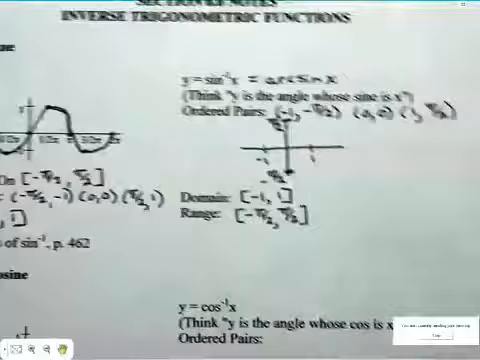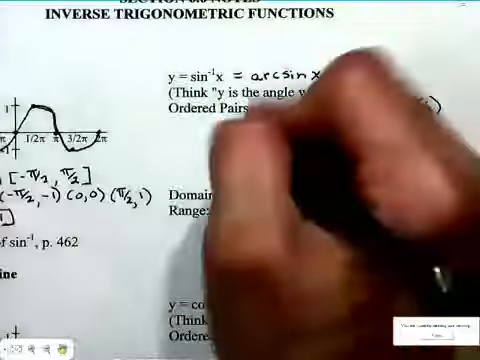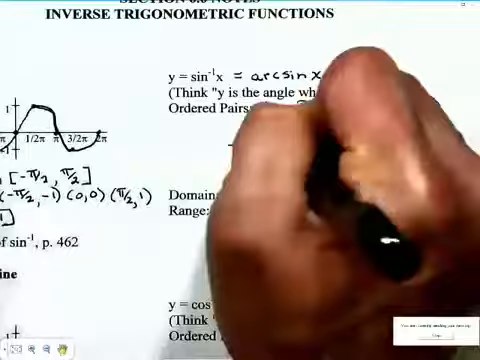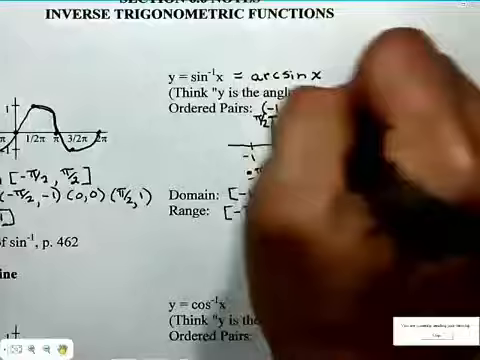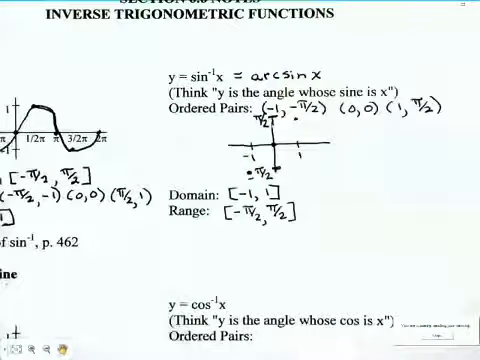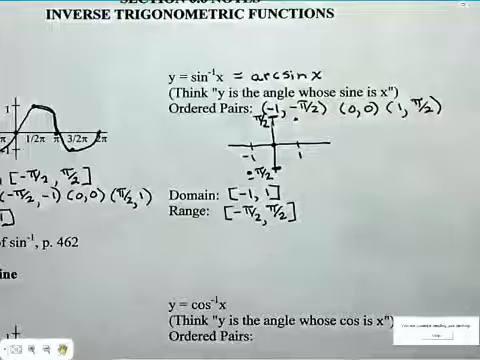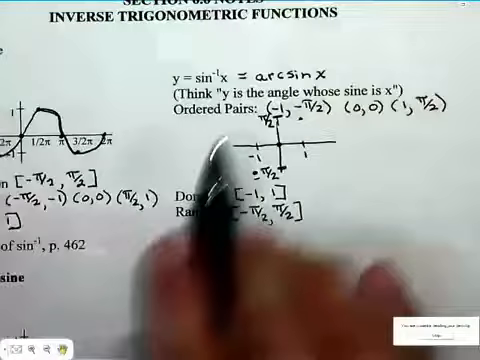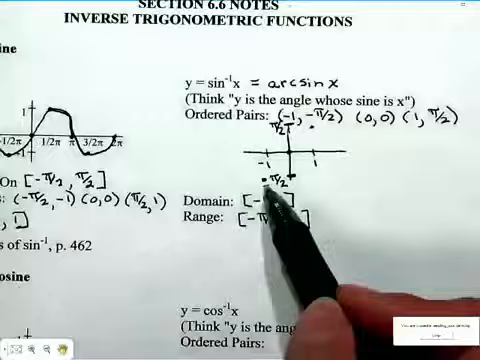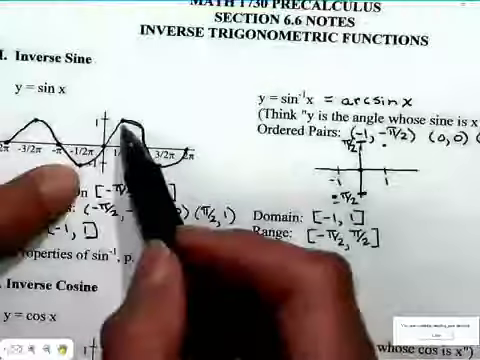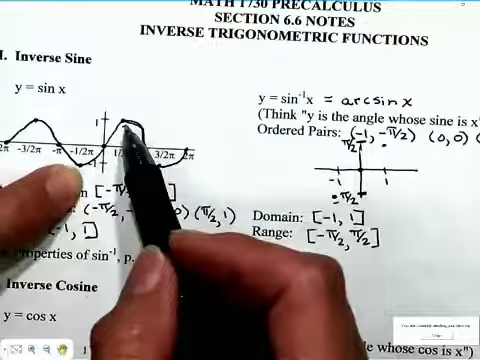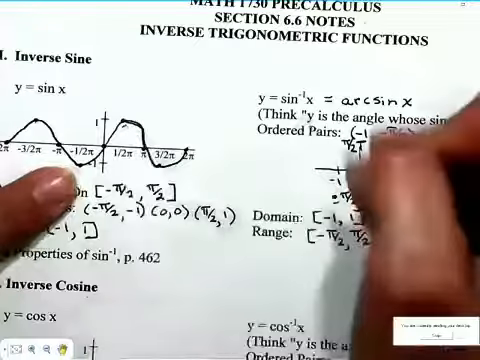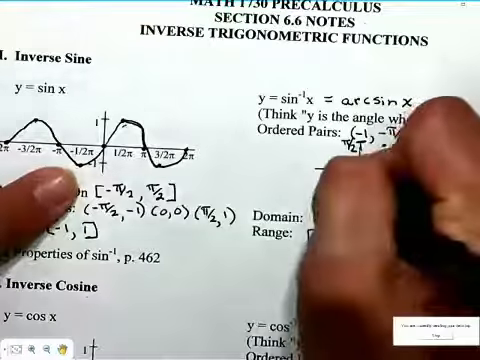And plot these ordered pairs: -1, -pi/2; 0, 0; +1, +pi/2. If you're not careful, you could almost connect those with a straight line, but it's supposed to look just like this portion of the graph reflected with respect to the line y equals x. It doesn't look a whole lot different. And man, it's hard for me to get the curvature right.